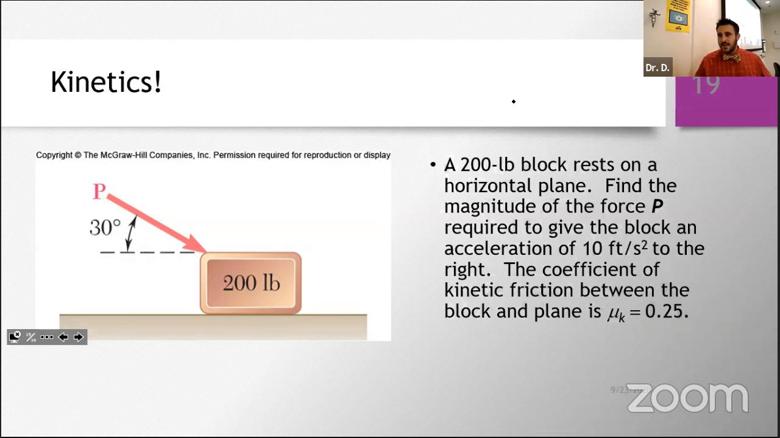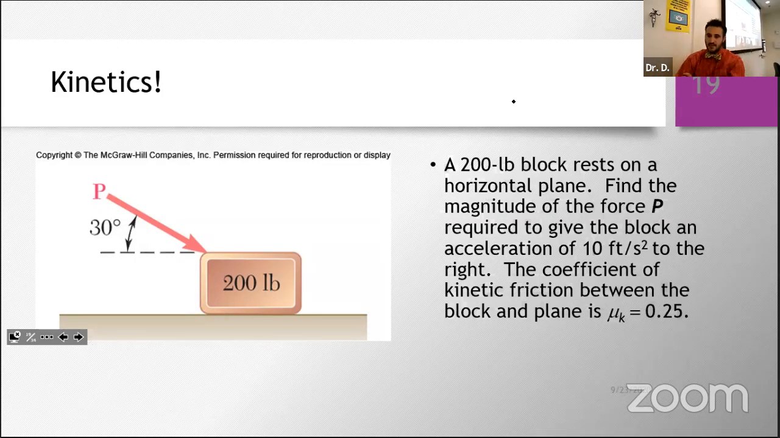So a 200-pound Pez rests on the horizontal plane. We need to find the magnitude of our force. So we're told we need to find the magnitude, so we don't really care about the direction so much. We just need to find how much of it there is. When they're asking for magnitude, they're asking for an amount. When you're asked in certain cases to find forces, you need to give them the vector. So we need the magnitude of the force P required to give the block an acceleration of 10 feet per second squared to the right.